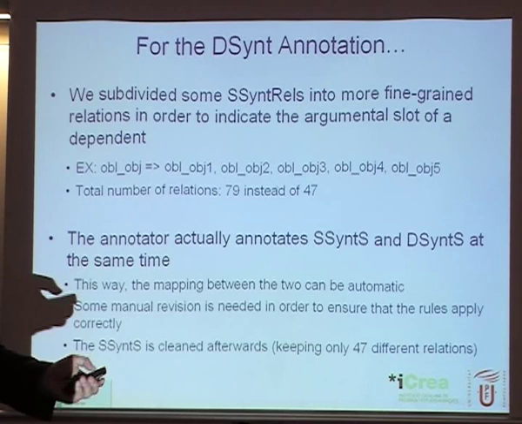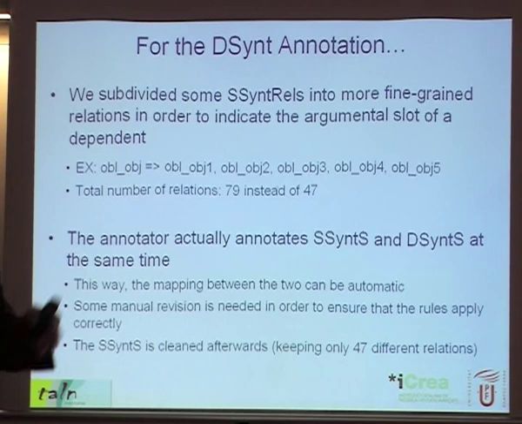So this is not syntax, no? It is oriented towards the arguments, or the valency slots, of a lexical unit. So if we have this, we can get very smoothly to the deep syntactic layer, and we blow up the number of relations from 47 to 79. This is kind of an auxiliary procedure.